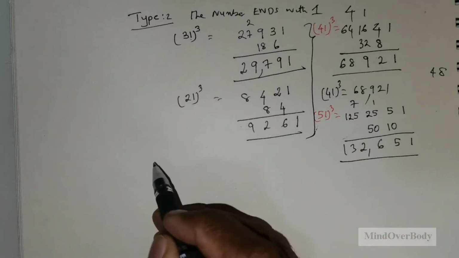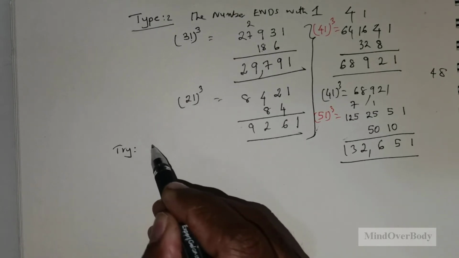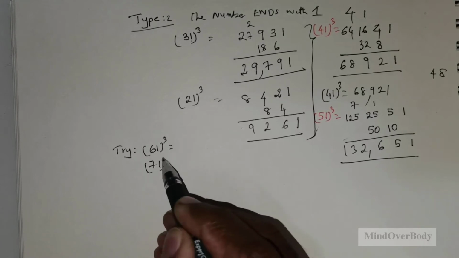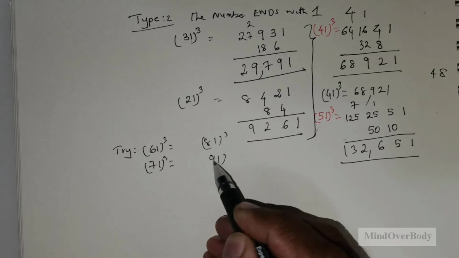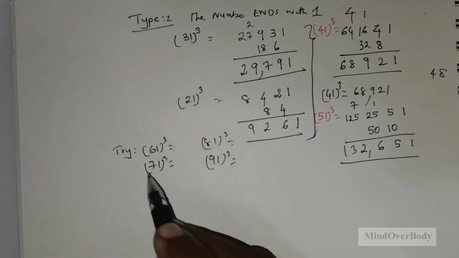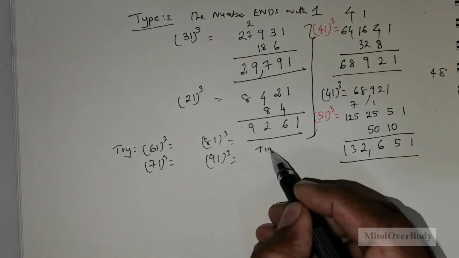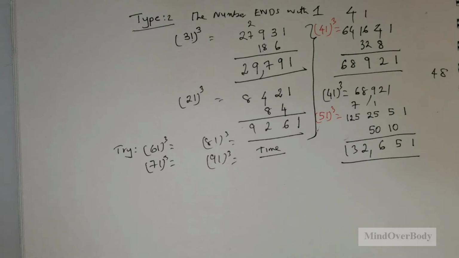So now what I want you to do is, you have to try 61 cubed, 71 cubed, 81 cubed, and 91 cubed. Okay, and put in the answers to these along with the timing. Okay, calculate the time in which you are able to get the solutions.